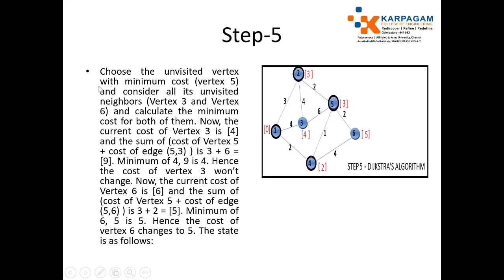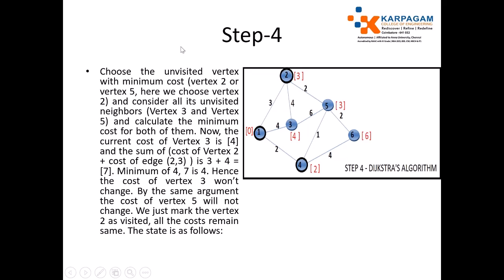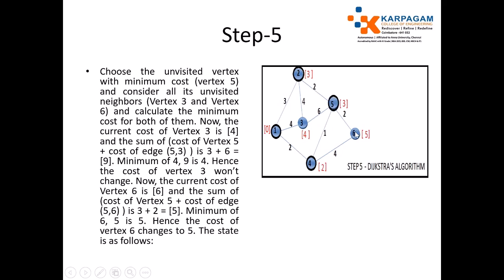Next, choose the unvisited vertex. The next vertex to be visited is from the source to the destination. Among the unvisited nodes, we need to select the one that costs less. The other nodes are 3, 5, 6. When I take 3, 5, 6, 5 has less cost because 3 plus 2 is 5.